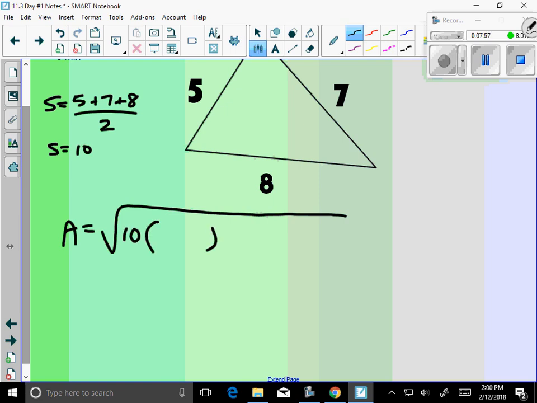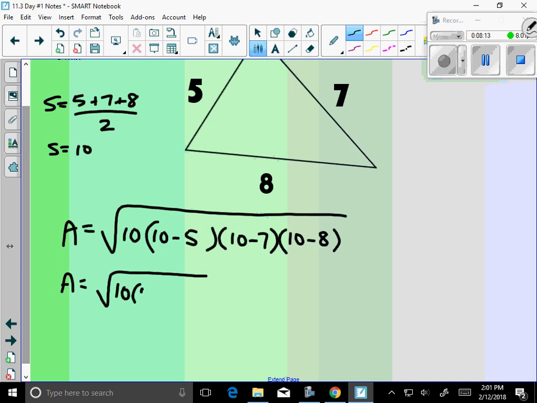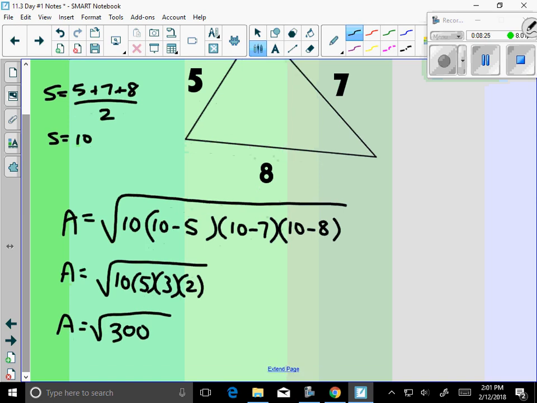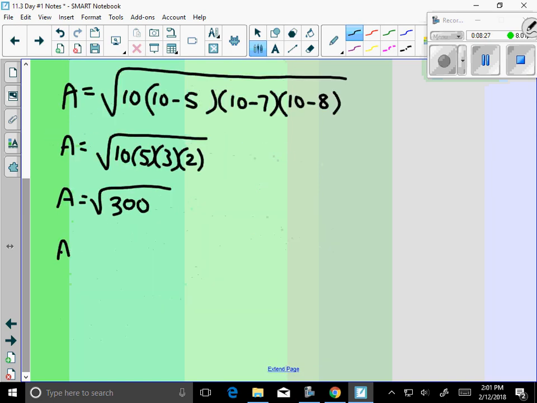What comes next? 10 minus whichever one you want, as long as you don't repeat it. 10 minus 7. I typically go in ascending order, least to greatest. 10 minus 8. Let's find the area of said triangle. That'd be 10 times 5 times 3 times 2, which is the square root of 300. Does that look right? Okay, and if I reduce that, I'm just going to do this in my head. That's going to be 10 root 3.